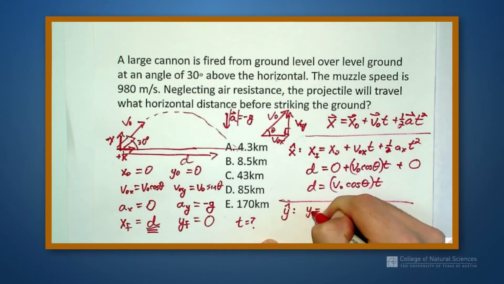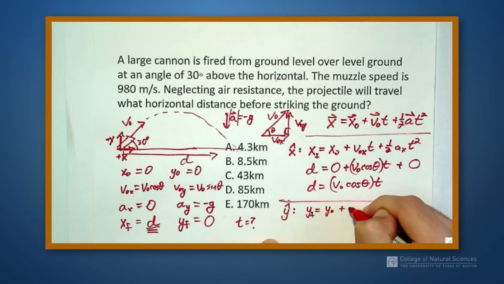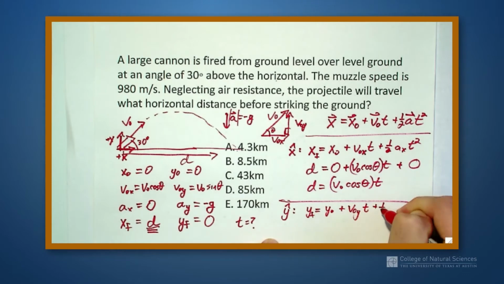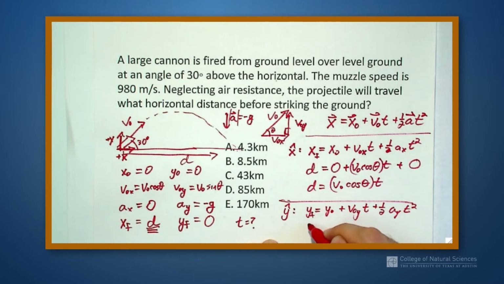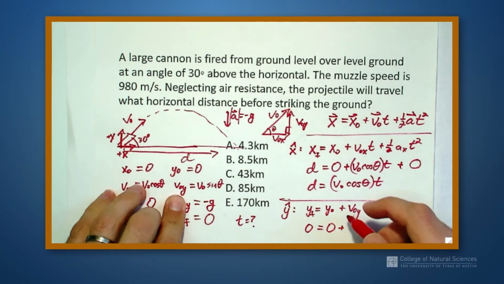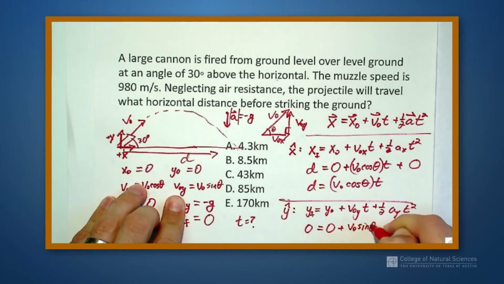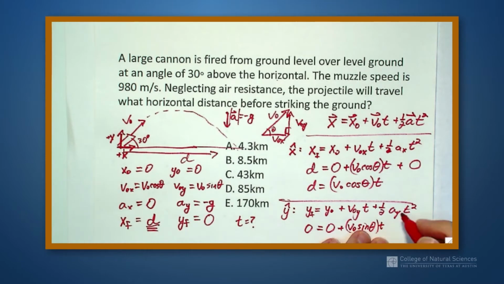So final y is equal to our initial y plus v naught y of t plus 1/2 a in the y direction t squared. My final position in the vertical direction is 0. My initial is 0. Substituting in for v naught y is v naught sine of theta, quantity times t, plus 1/2 minus g t squared. So I substituted in my value for negative g, gravity in the downward direction where up is positive.